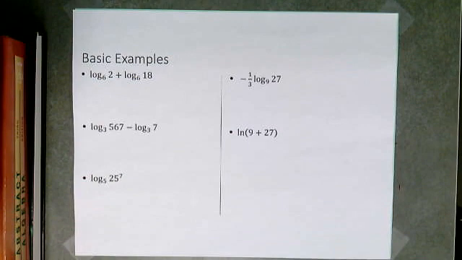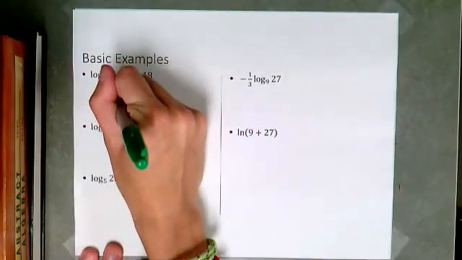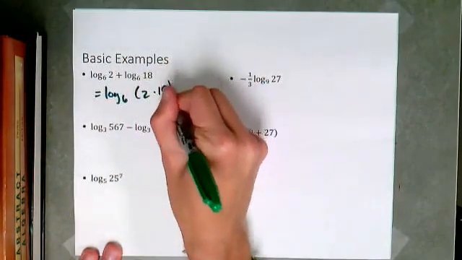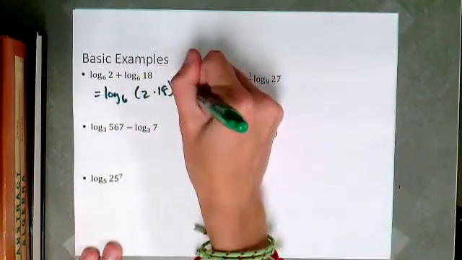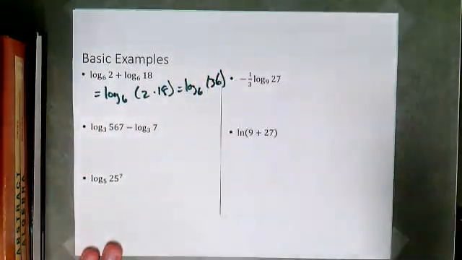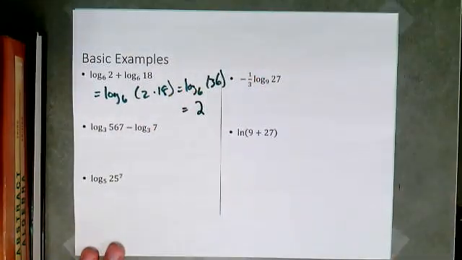Log base 6 of 2 plus log base 6 of 18. Well, it goes the other way. So this is going to be log base 6 of 2 times 18, which is log base 6 of 36. 36 is 6 squared. So this is equal to 2.